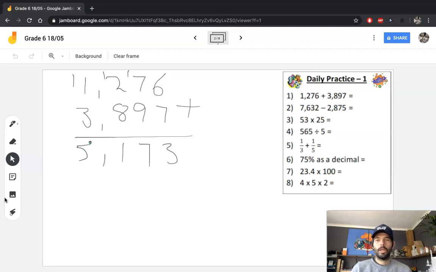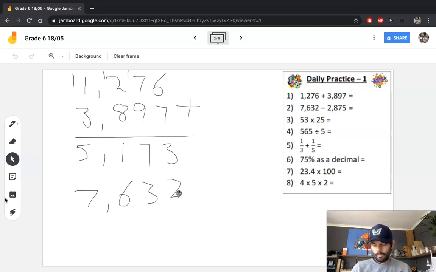Okay, your checking strategy there would be to take 5,173 and subtract 3,897, and then you should get 1,276, or 5,173 subtract 1,276, and that should give you 3,897. Okay, right, the second one was subtraction of decimals, and really similar.